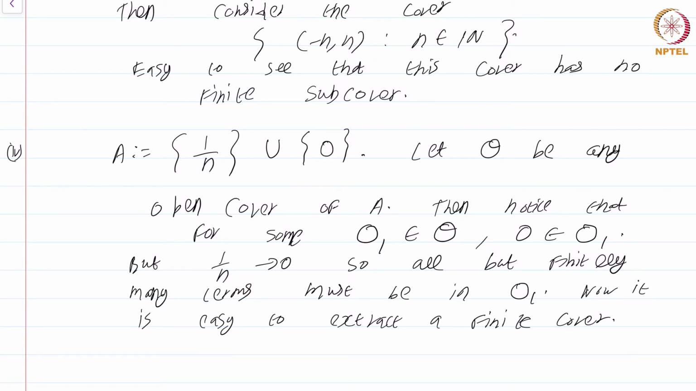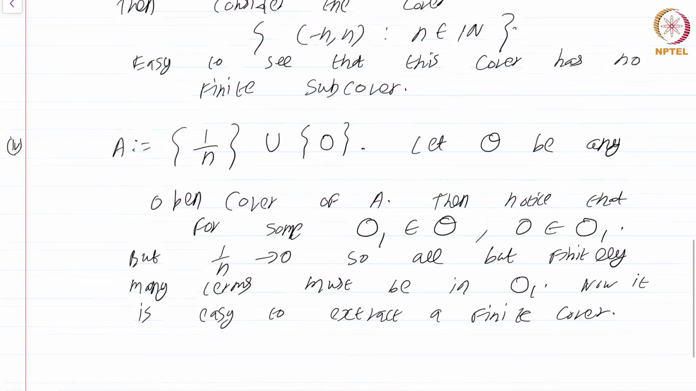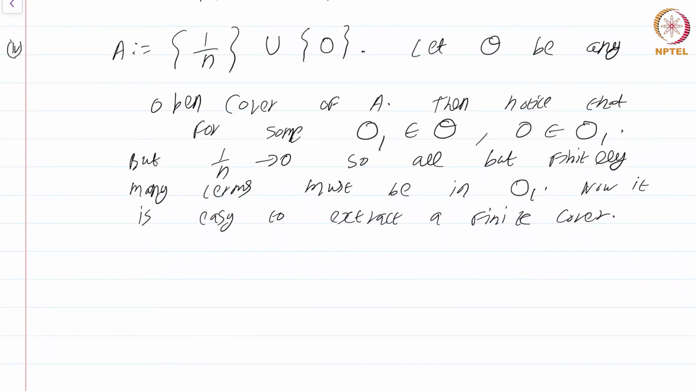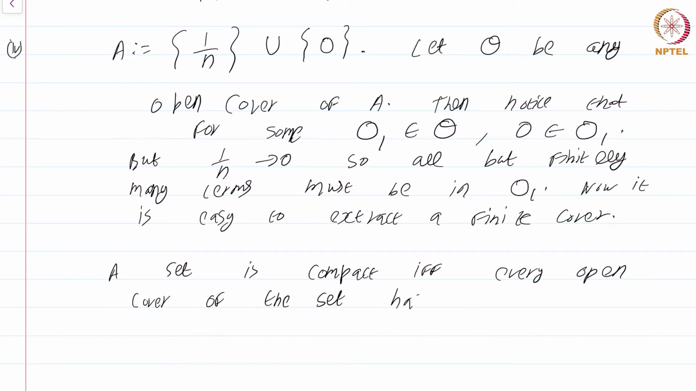Okay, now we have seen several examples. These examples should sort of suggest to you that this is an equivalent characterization of compactness. The characterization is as follows: a set is compact if and only if every open cover of the set has a finite subcover.